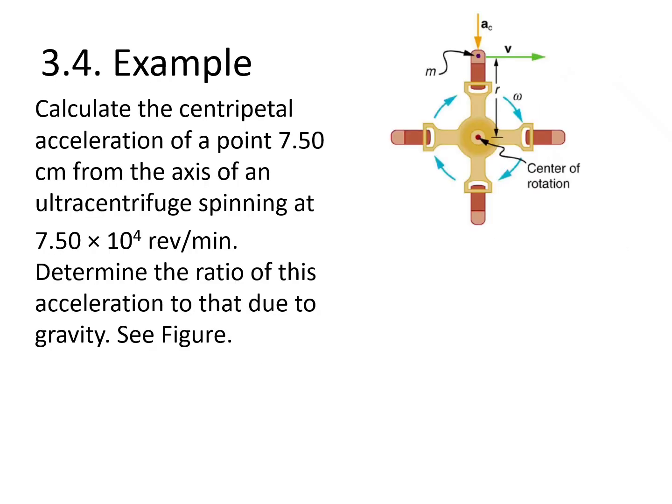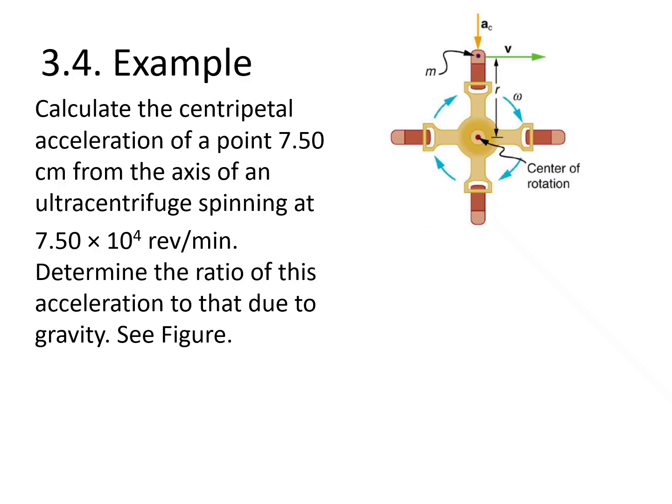In this example, we calculate the centripetal acceleration of a point 7.5 centimeters from the axis of an ultracentrifuge spinning at 7.5 times 10 to the power 4 revolutions per minute. Then we compare that acceleration to the acceleration due to gravity. First, we have to identify what is given. The radius is 7.5 centimeters, which must be converted to meters.